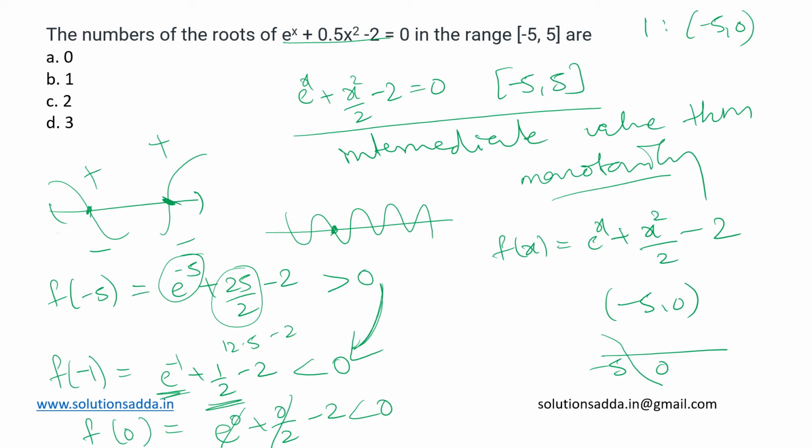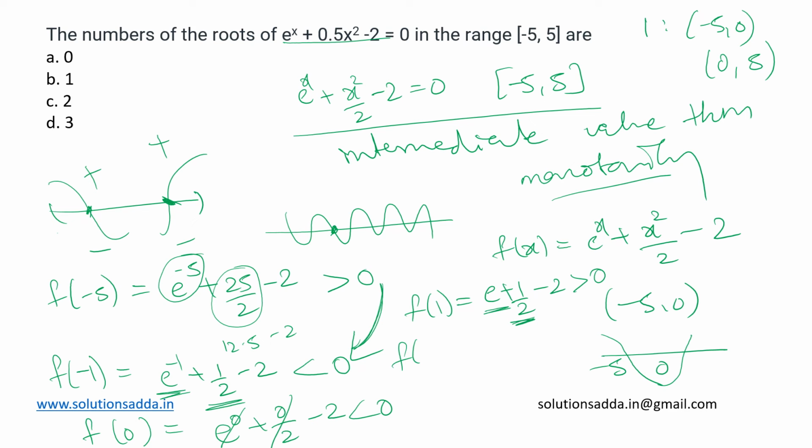Now let us check for the interval 0 to 5. For 0 we already saw that it is negative. Let us check for 1. For 1, f of 1 becomes e plus half minus 2. Now this is half and this is e. The value of e is approximately 2.7, greater than 2, and then we are adding something to it and subtracting 2, which means it is positive. So for 1 it is again becoming positive.